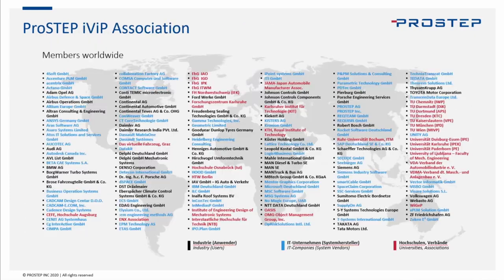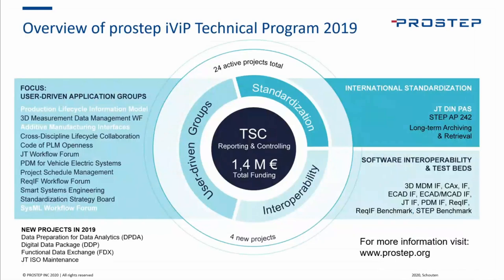So the PROSTEP IVIP is a nonprofit part of PROSTEP, and you can see on the slide a sample of some of the companies that are a part of that. This slide isn't updated to the minute, so there may be some other ones on there. When we look at the IVIP Association, this was our focus in 2019. Through the membership, we typically have somewhere between $1 and $2 million of annual operating income. And this group is very involved in developing and refining existing standards.